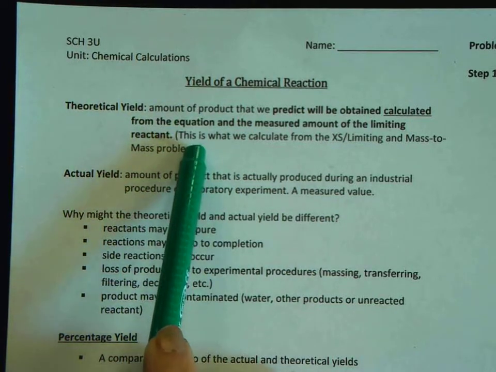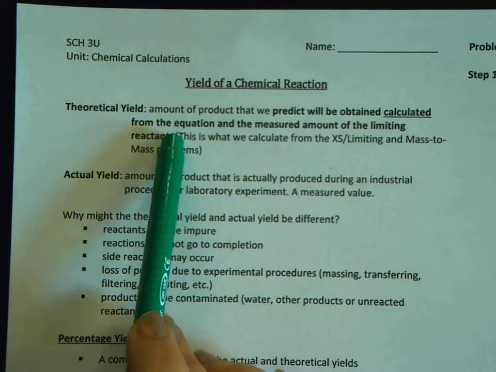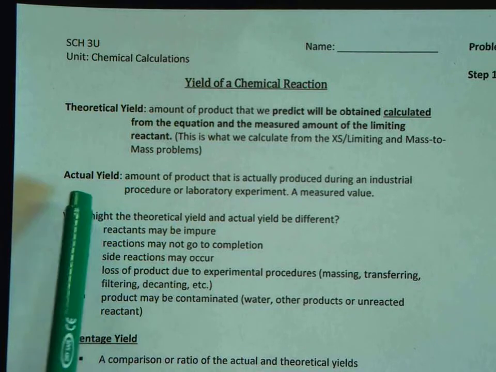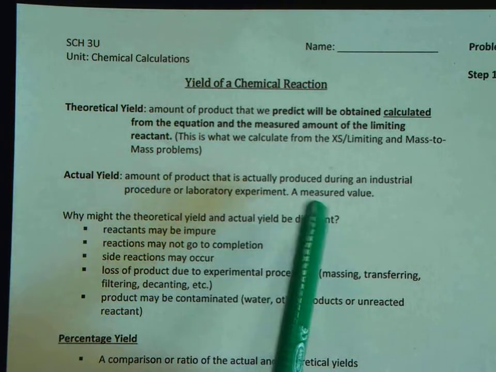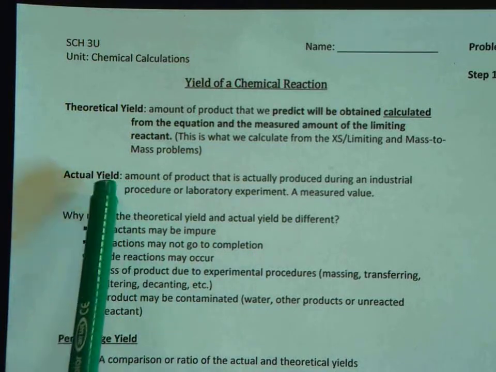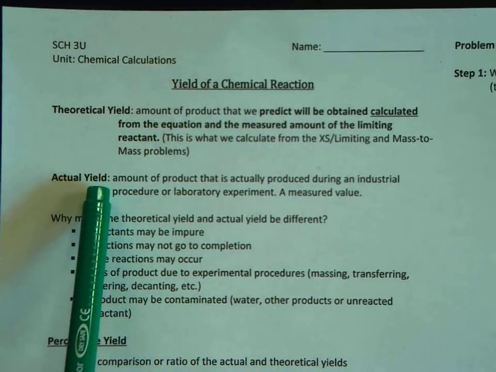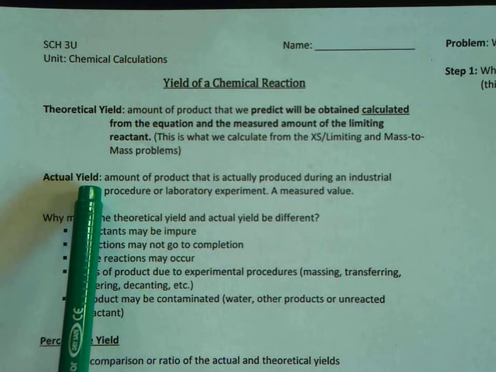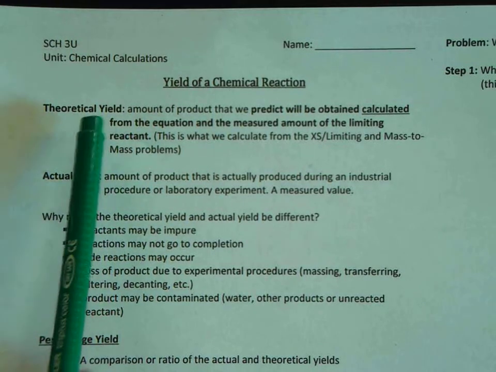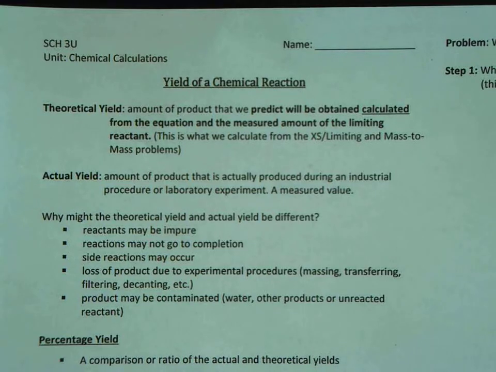This is all nice and dandy. We do this with calculators and periodic tables, and that's nice. Unfortunately, real life is different. Our actual yield is the actual amount produced if we do this in a laboratory. And unfortunately, our actual yield is usually a whole lot lower than our theoretical yield. If we get 50% of what we thought we should, that's a pretty good yield in industry.